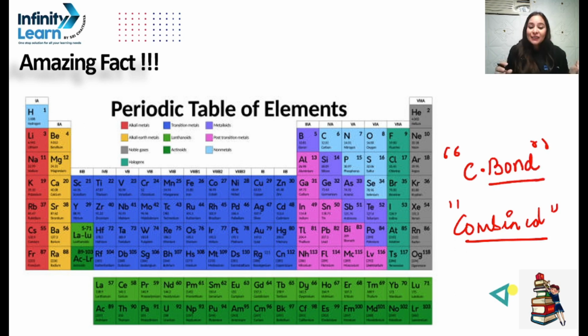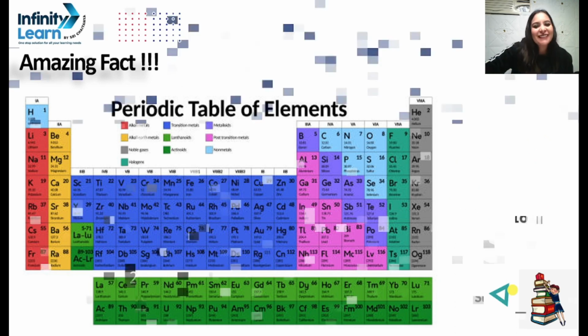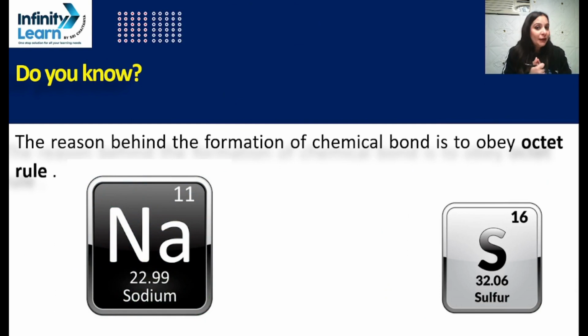Alright, so that is why Kossel and Lewis theory is very important to understand why and how atoms combine to form a chemical bond. Let me tell you the reason why most of the atoms, elements, tend to occur in a combined state. The reason is that they want to be stable. Right? Everything in the universe is looking for stability. Everyone wants to be stable. So why not the elements? The reason is to acquire stability.